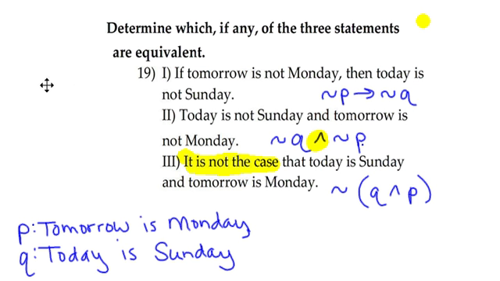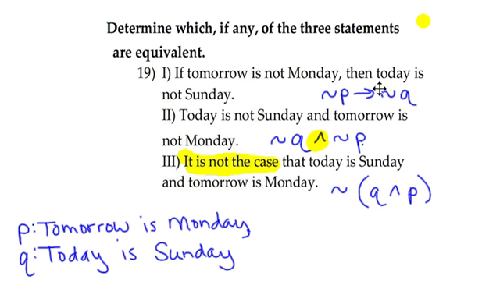For number 19, we're asked to determine which, if any, of the three statements are equivalent. So I'm first going to translate these sentences into symbolic form. And to do so, we'll need to have P and Q represent different statements. So P is going to represent "tomorrow is Monday," and then Q is going to represent "today is Sunday." And once I have those statements of P and Q, I can then translate my statements.